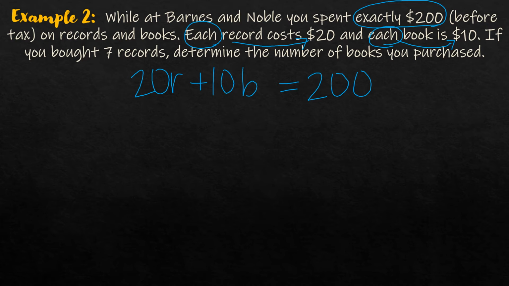Okay, now I can't solve this yet because I've got two different variables. So now they give me another piece of important information. If you already bought 7 records, so that means that for R, I can substitute in 7.